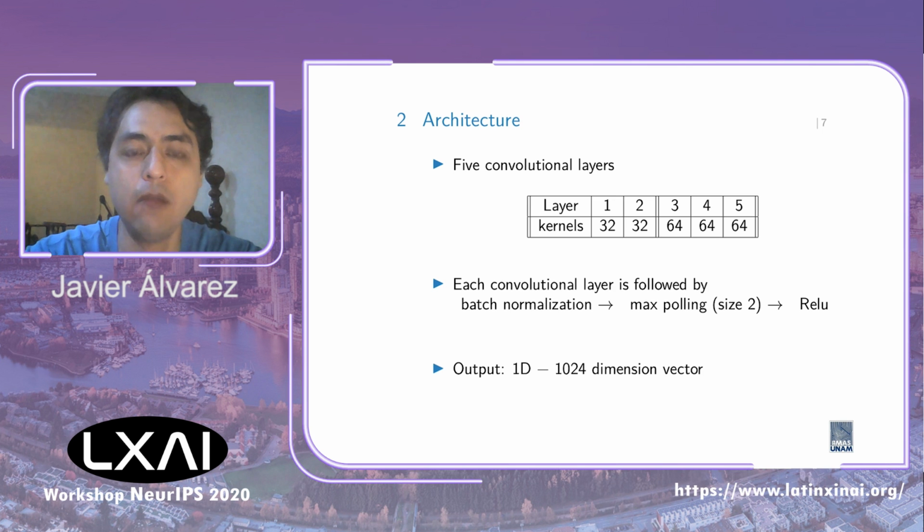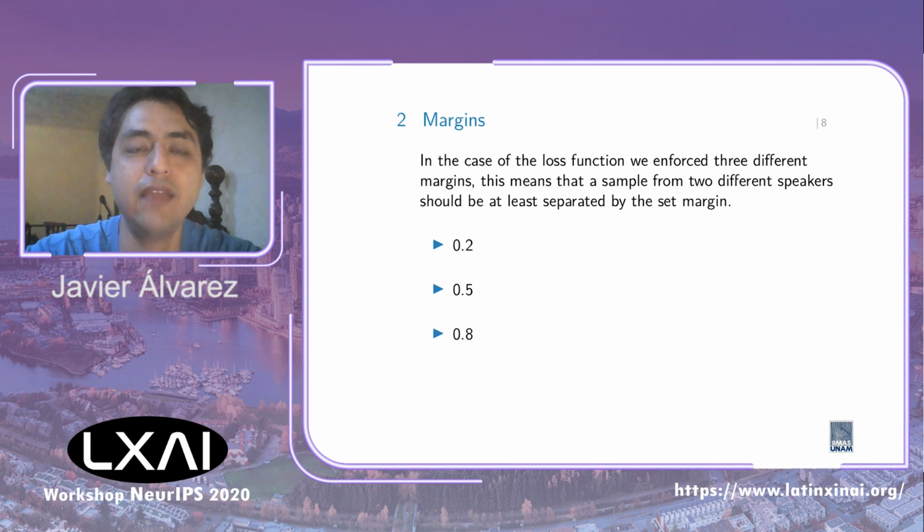The output of our model was a one-dimensional vector with 1,024 entries. We decided to take different values of the margin, which is the distance that 2 different speakers must have in order to be considered different speakers. The values that we decided to try were 0.2, 0.5, and 0.8.